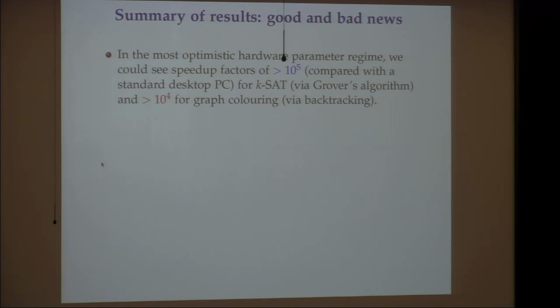There's some good news and bad news, I guess. The good news is that we do sometimes see a speedup over classical algorithms. In the most optimistic hardware parameter regime that we consider, we might see speedups of the order of a factor of 10^5 compared with a fast standard desktop PC for solving KSAT using Grover's algorithm. And we might see a speedup by more than 10^4 for graph coloring, using this backtracking algorithm approach. These are relatively large.